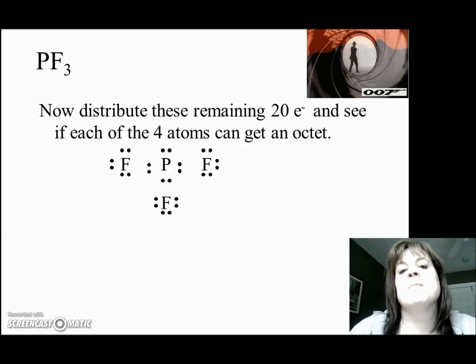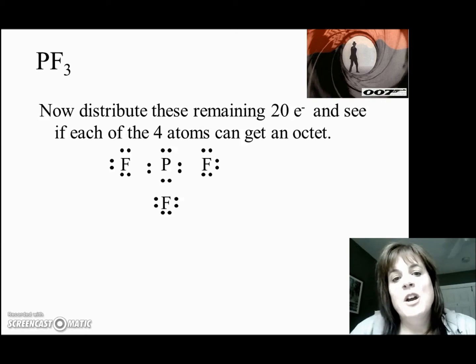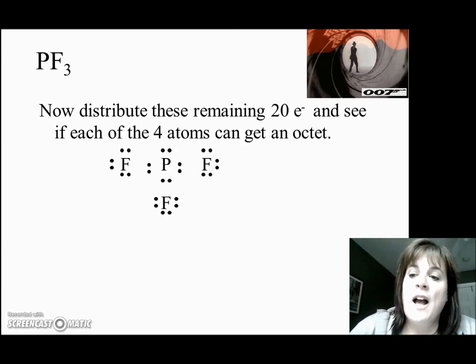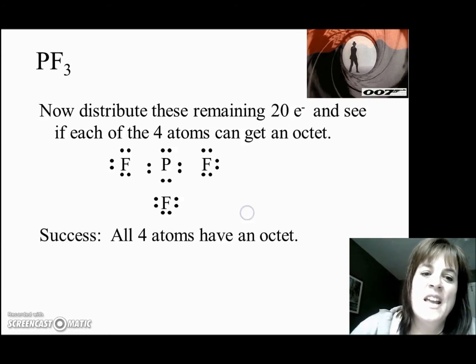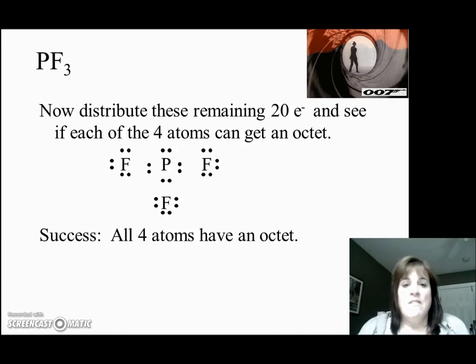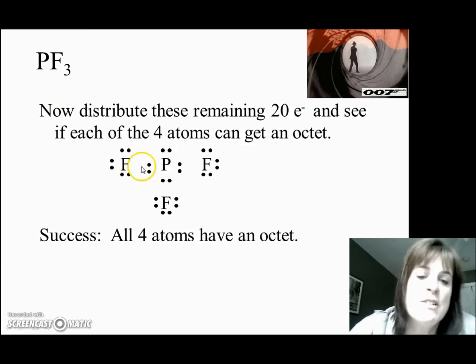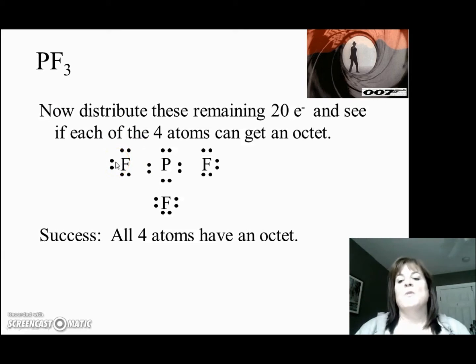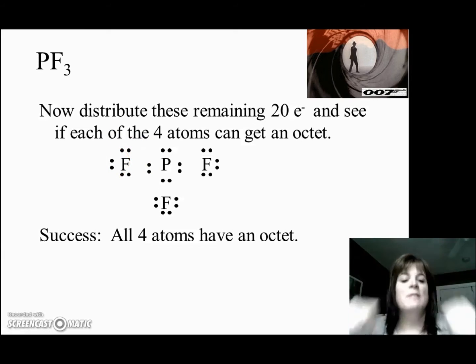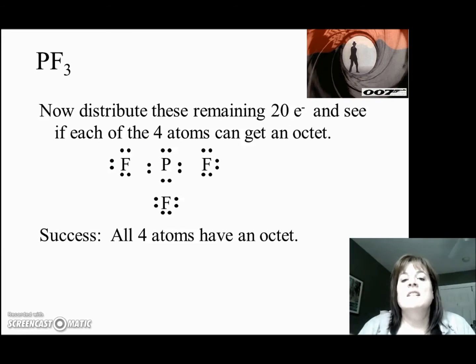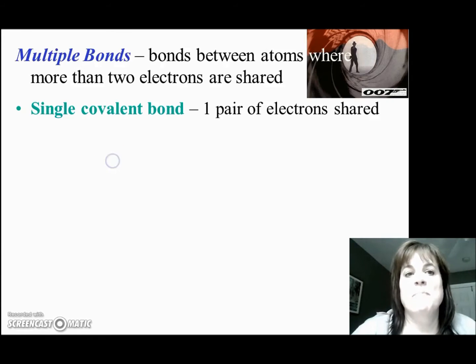So this is my Lewis structure for phosphorus trifluoride. And all atoms have an octet. They all have 8. Whether they're sharing them or not, it still counts. And so, yay, success!